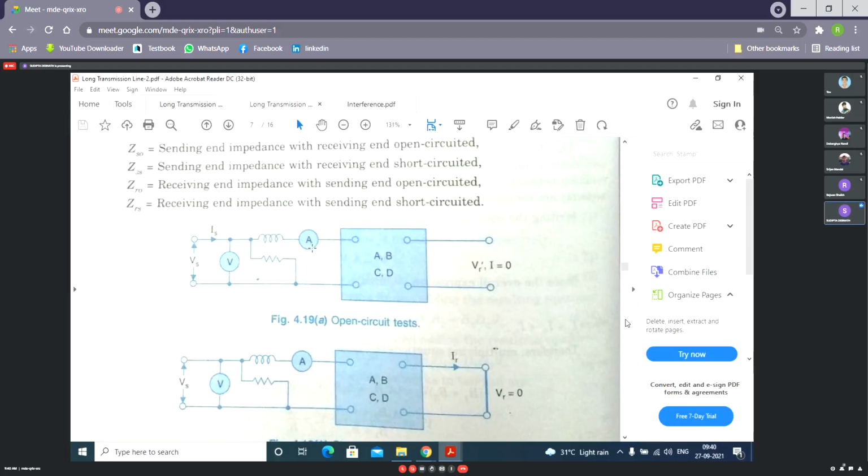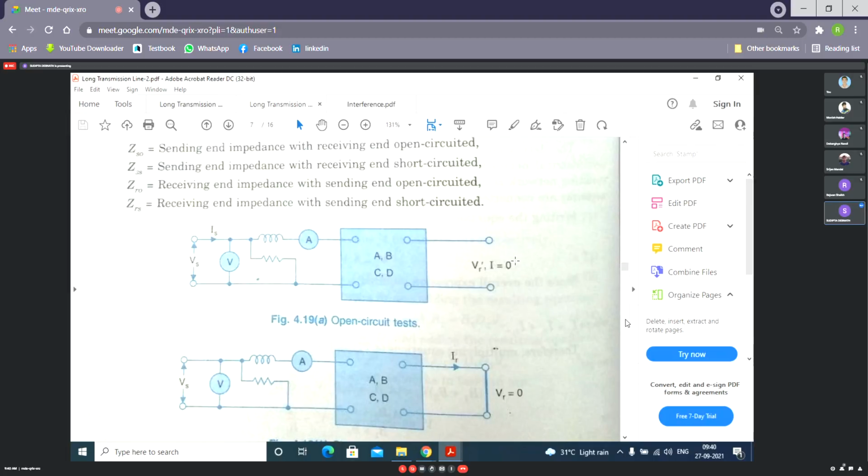Okay. And what is the first step? First step is to keep the receiving end open. When we keep the receiving end open, this V and this I will give the value of Z, and that is termed as ZSO, the sending end impedance, because we are getting the sending end impedance by dividing the voltage at the sending end by the current in the sending end. The O represents receiving end open.